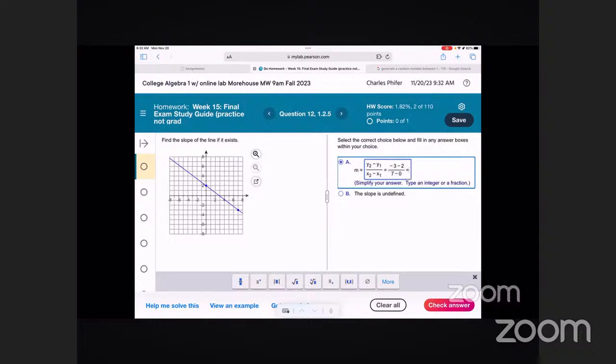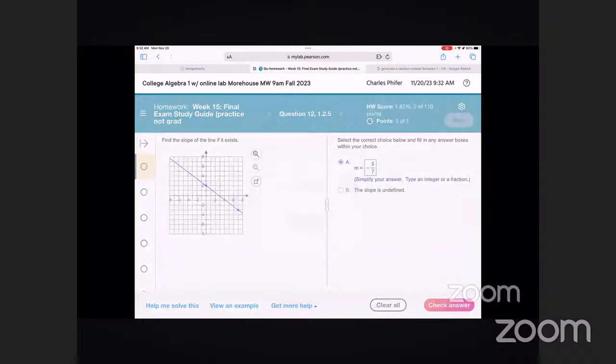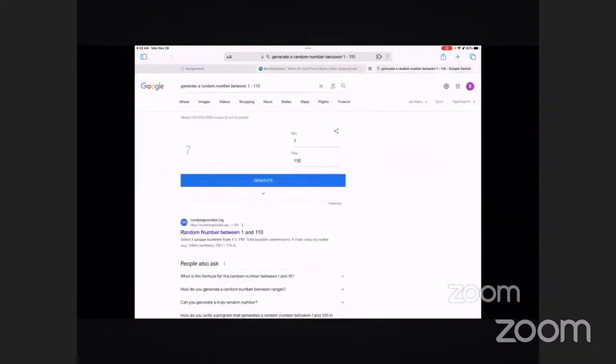-5 over 7. Notice it's a negative slope. As we trace the graph from the left to the right, it's going down. So we're going to go with this. God is good, right? Okay, let's get another random. Generate. Oh, 7. Come on. Let's get some better numbers, but we're good.